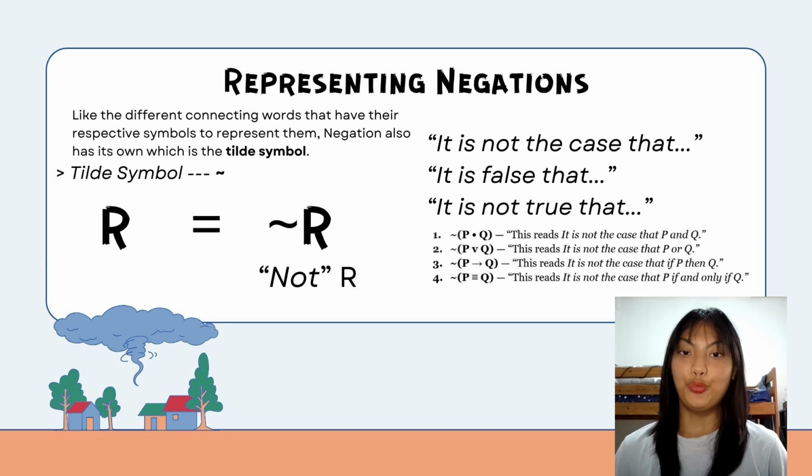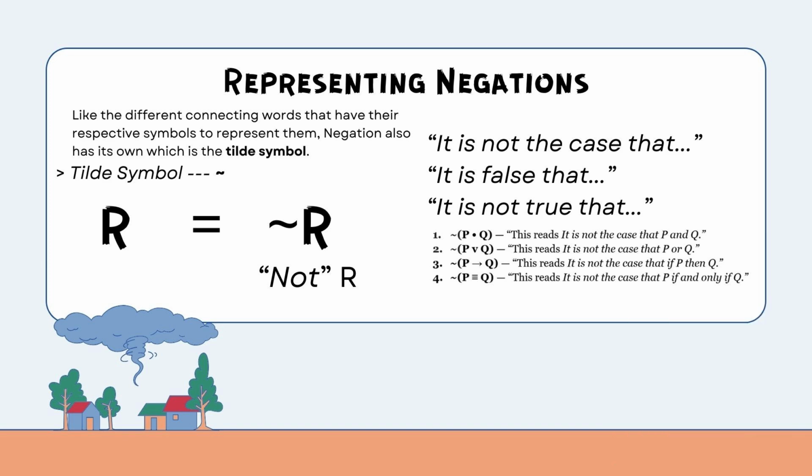Like the different connecting words that have their respective symbols to represent them, negation also has its own, which is the tilde symbol. For example, let us negate a simple statement, R. This can then be represented as not R. Simply put, to negate a statement, you use the tilde symbol before the statement, and it is then understood that it means not statement.